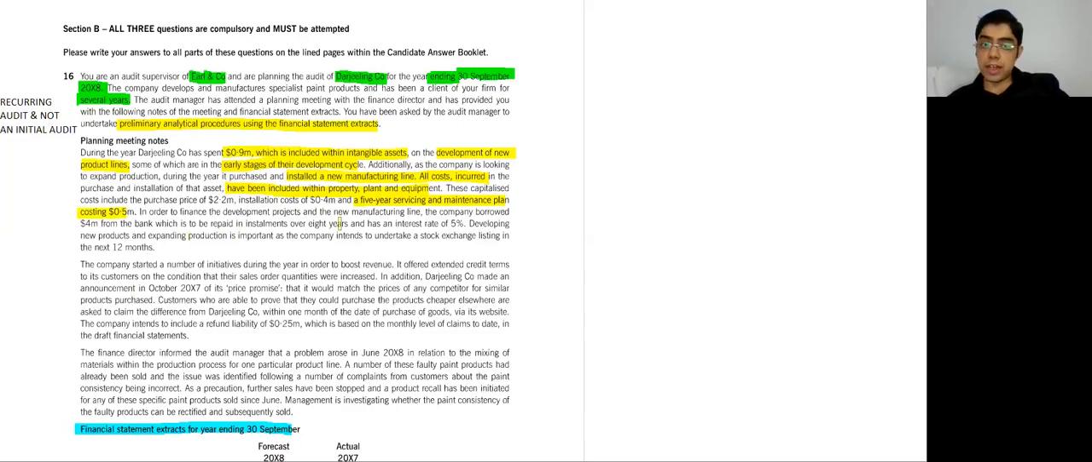In order to finance the development projects and the new manufacturing line, because these require a lot of financing, the company borrowed $4 million from the bank, which is to be repaid in installments over 8 years, with an interest rate of 5%. Developing new products and expanding production is important as the company intends to undertake a stock exchange listing in the next 12 months.